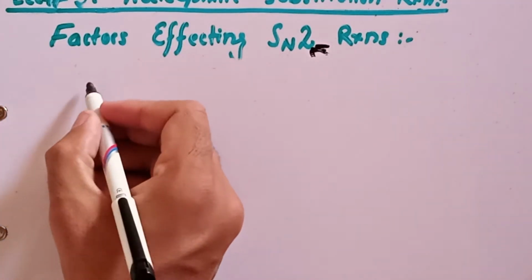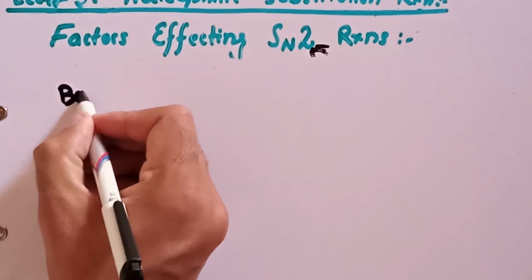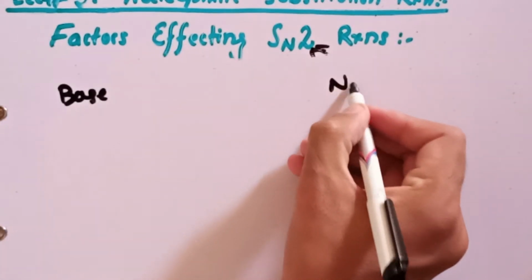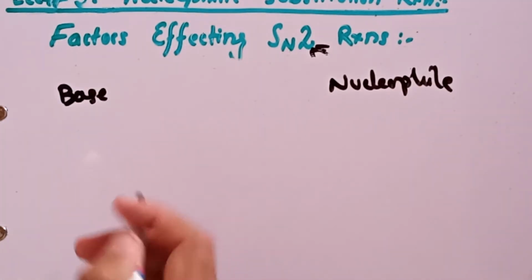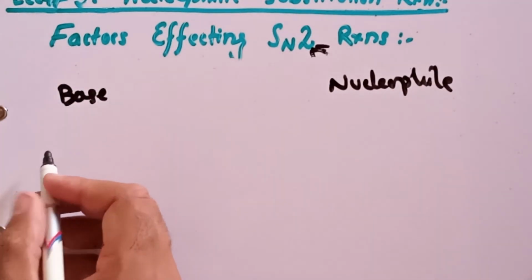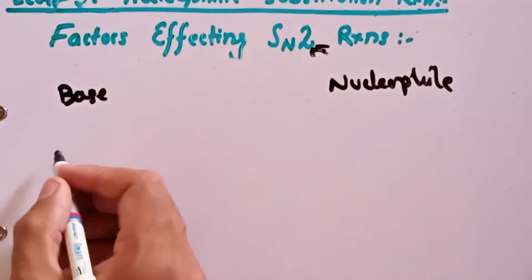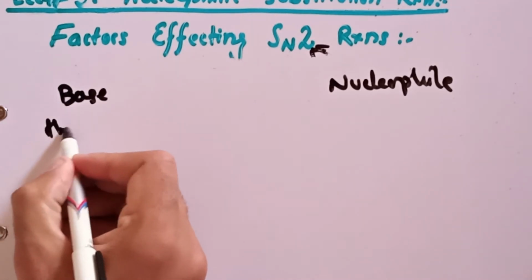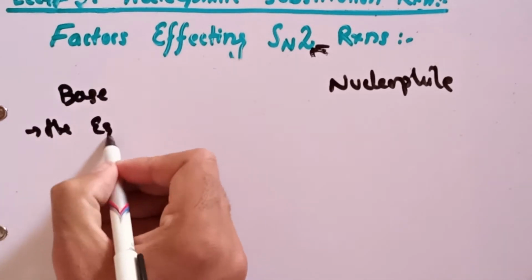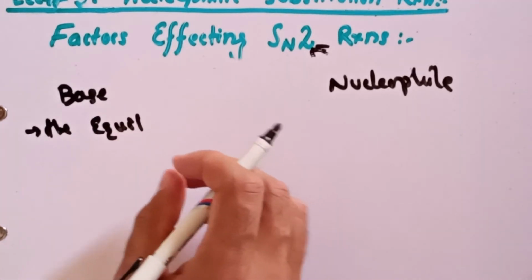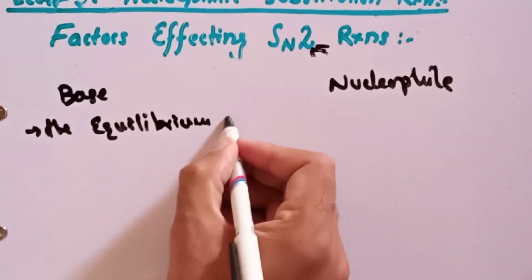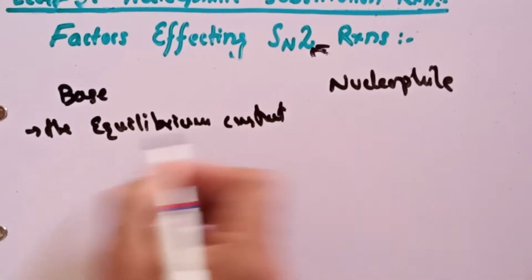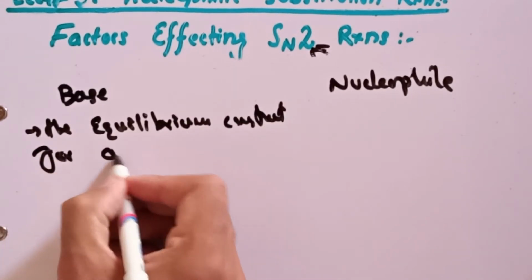So differentiate between base and nucleophile. What is base and what is nucleophile? Basicity is defined as the equilibrium constant for abstracting a proton.